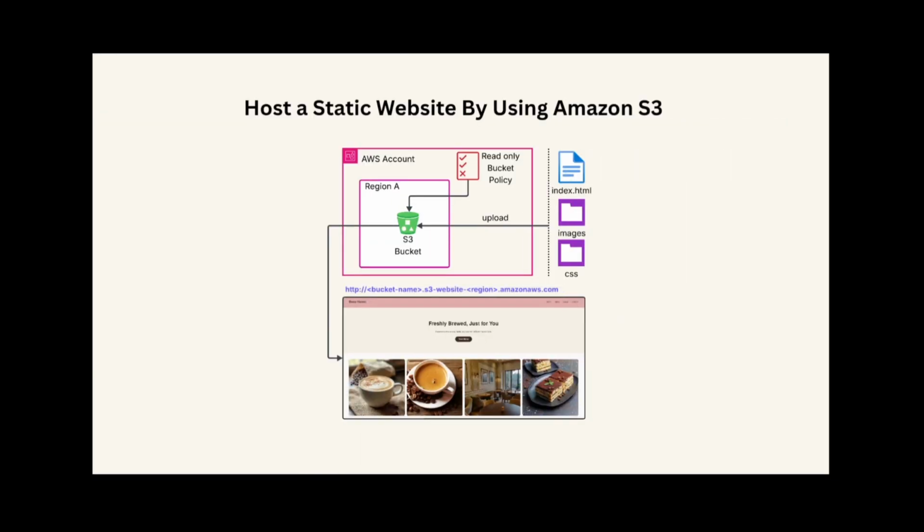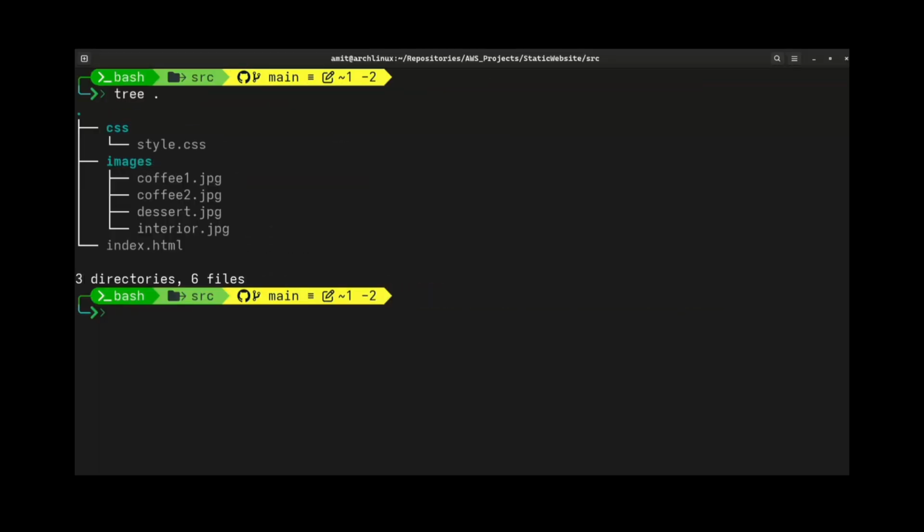To host a static website, configure S3 bucket for website hosting, upload website content to the bucket, and attach a bucket policy that allows public read access to the objects. You can get example content from the link provided in the description below. This is the website content for this project. There is index.html, CSS, and some images.